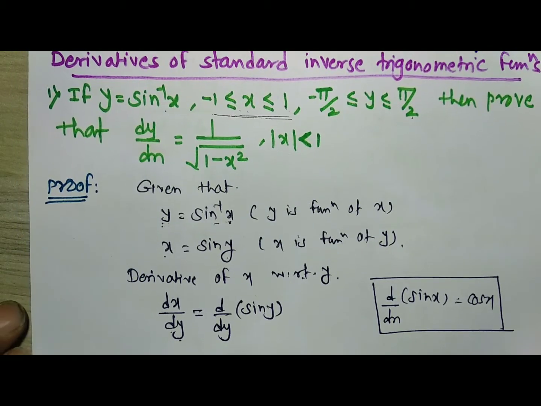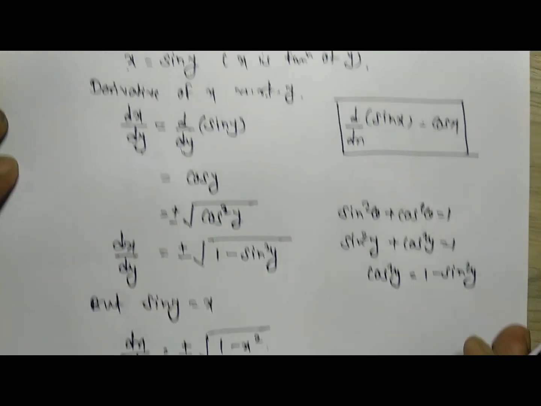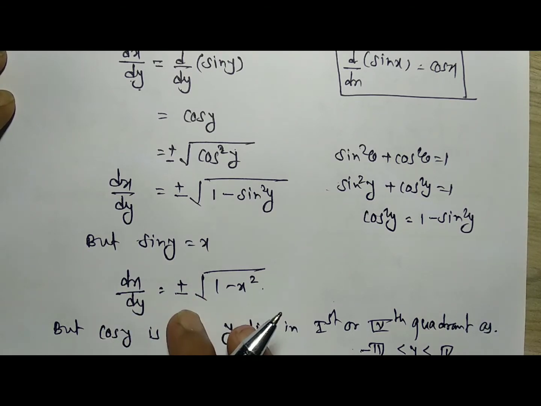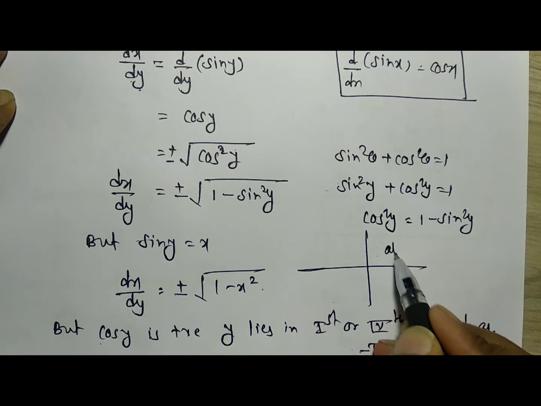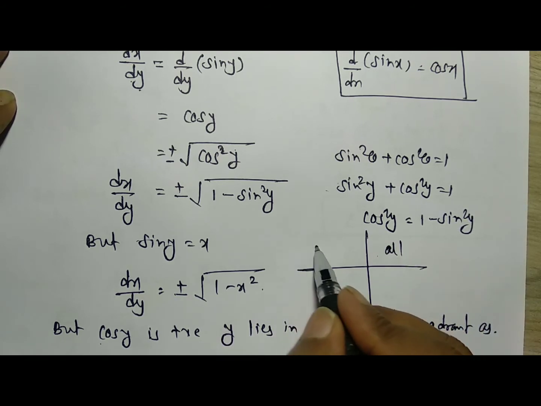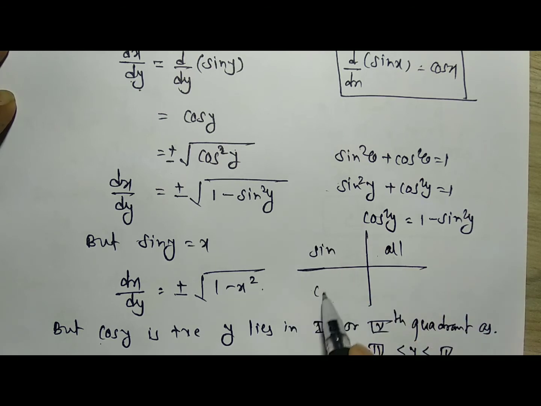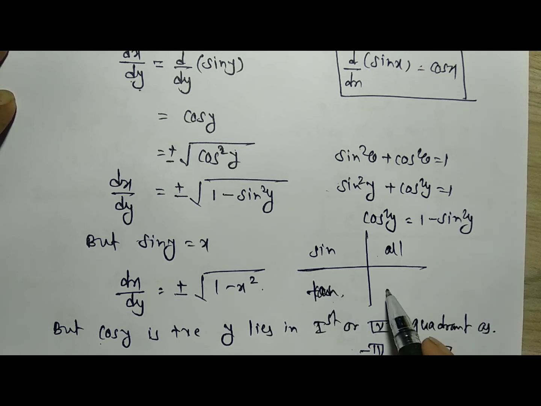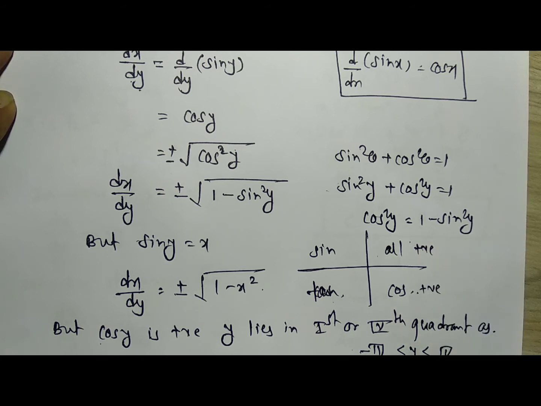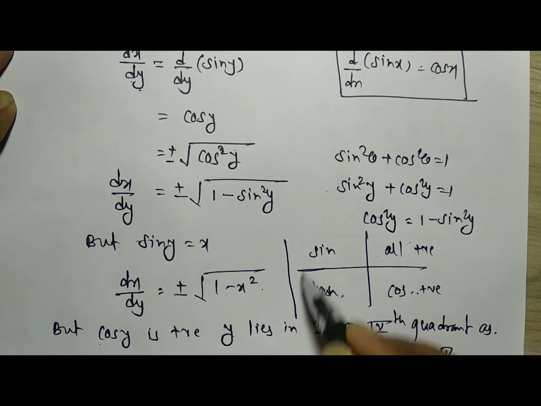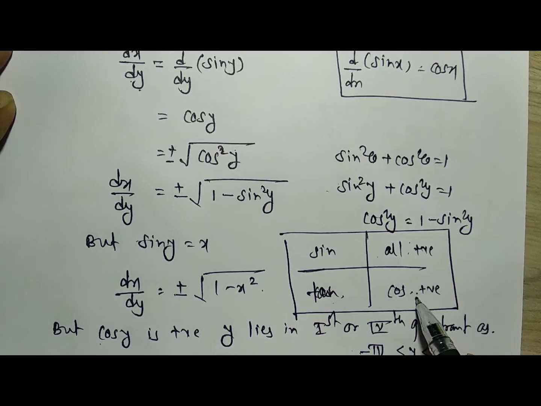derivative of standard function. That means y is equal to sine inverse x, because here dx by dy is taken positive, because cos y is positive and y lies inside the first and fourth quadrant. We know that in the first quadrant all ratios are positive, in the second quadrant all sine ratios are positive, in the third quadrant the tan ratios are positive, and here you will get the cos ratios are positive. And that means in the first quadrant and fourth quadrant you will get the positive value of cos, because all ratios are positive here, and cos ratio is also positive here.